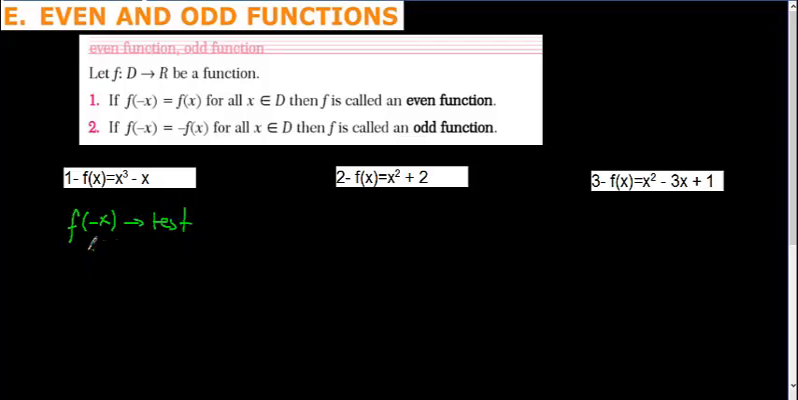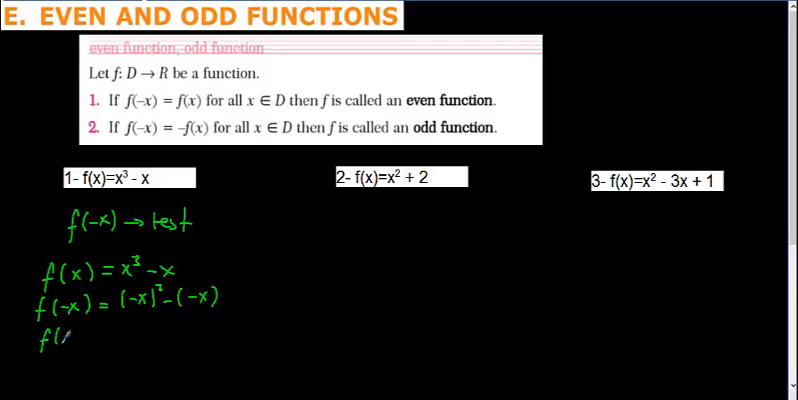F minus x test means replace x in the function. If fx is equal to x cubed, f minus x is going to be equal to minus x cubed minus x, and f minus x is equal to minus x cubed plus x. Now the form is not equal to fx.